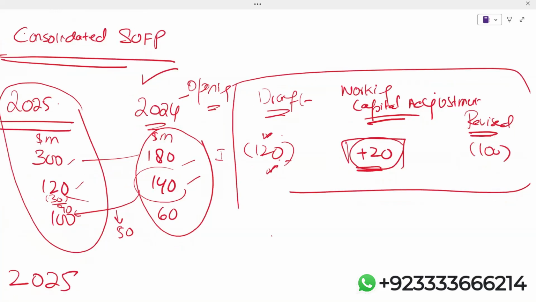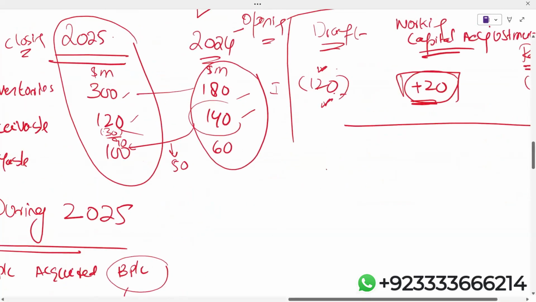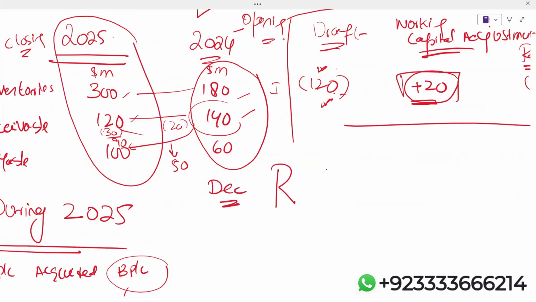Now, one more example. Let's see this. 120 minus 140, so that is negative 20. The examiner says there's a decrease. The decrease in receivable is 20. We know that a decrease in receivable you have to show as positive. Okay, try to understand now. Students, please watch. What the examiner says is, I've just taken the difference between 140 and 120. Again, the examiner says I did not consider that during the year we acquired a subsidiary.